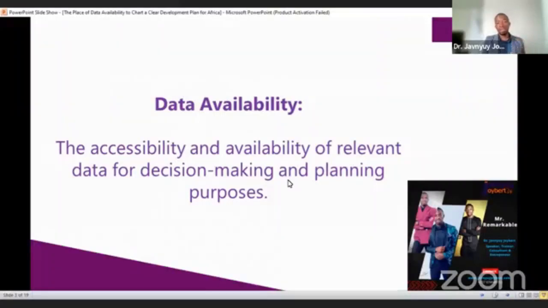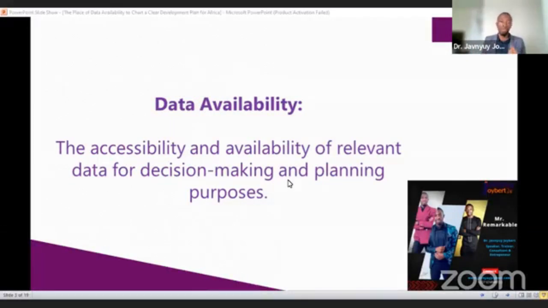The accessibility and availability of relevant data for decision-making and planning purposes. That is the meaning of data availability. For example, data is everywhere around us, right? Let's say after this particular session, the management of this organization wants to make an important decision on whether they should keep on having this speaker series or not. What they are going to depend upon is the data.